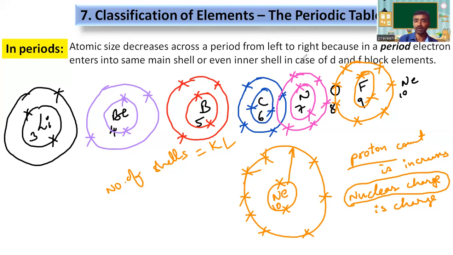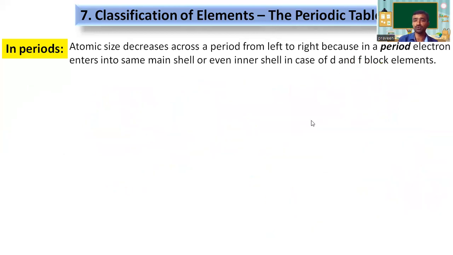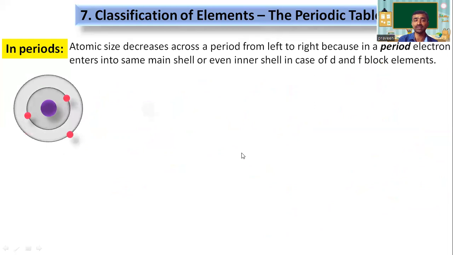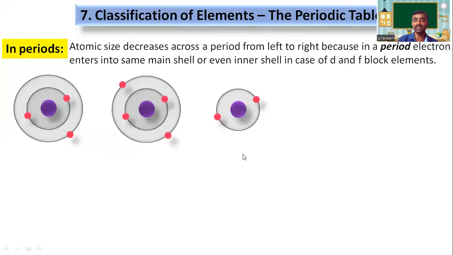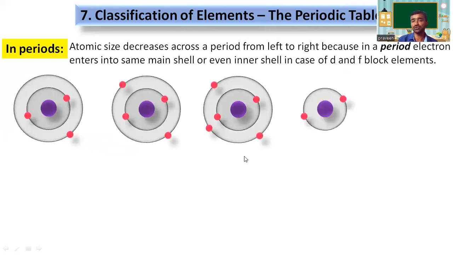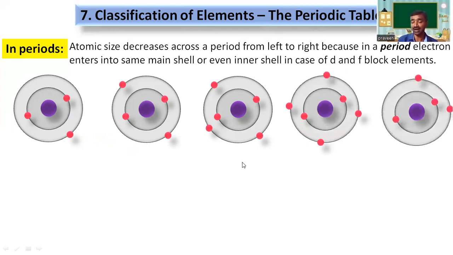So when you move from left to right, the atomic size is decreasing because the electrons are entering into the same valency shell. You are closely observing this. The number of shells is the same, and the distribution of electrons into the same shell automatically decreases the atomic size due to the increase in nuclear charge.